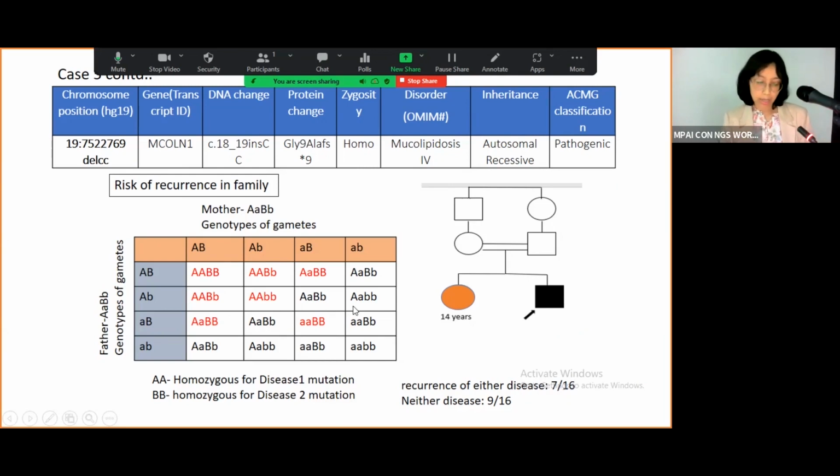As geneticists, we like to give recurrence risk, and this is what we calculated for this family. So really, we do get many cases where we have a similar-looking phenotype. However, there can be occurrence of multiple rare disorders in the same family.